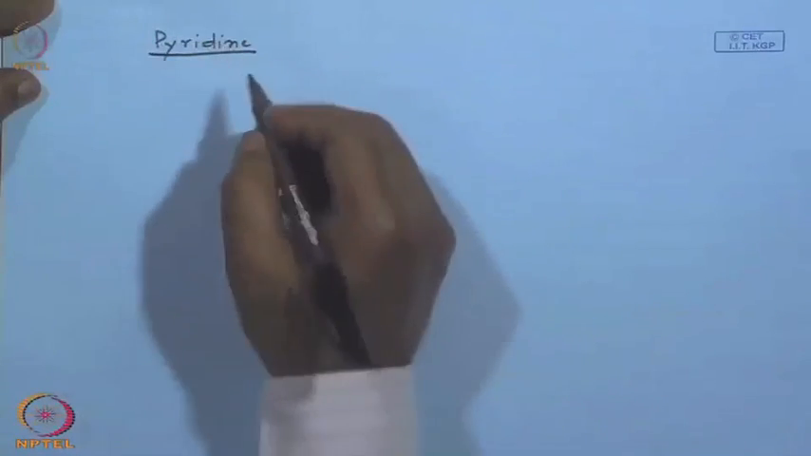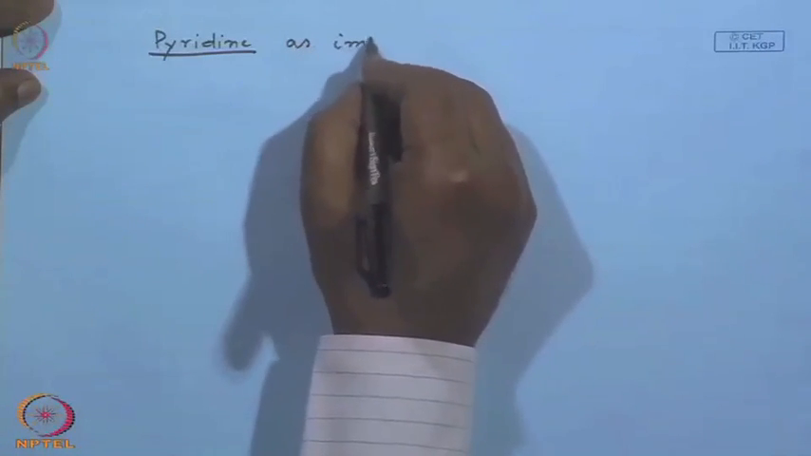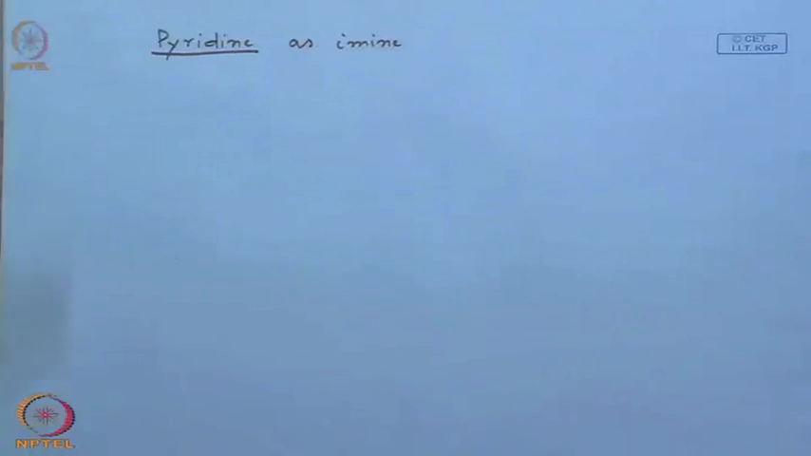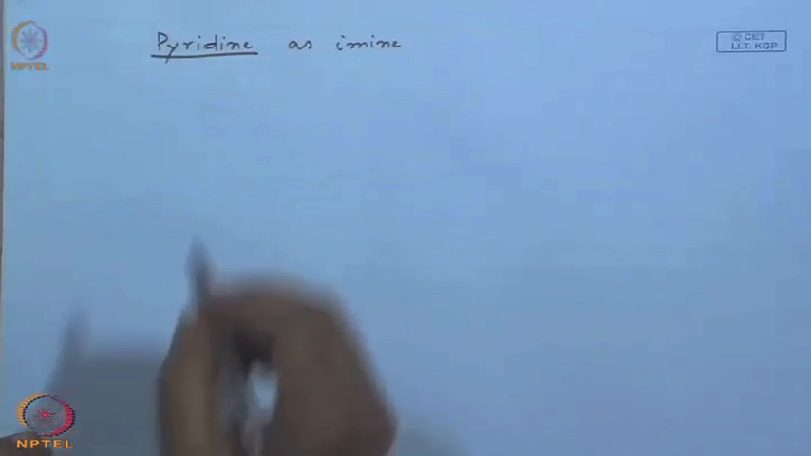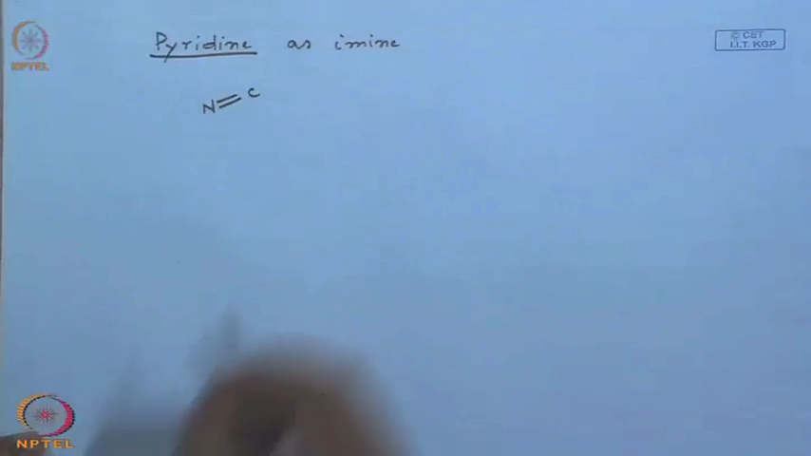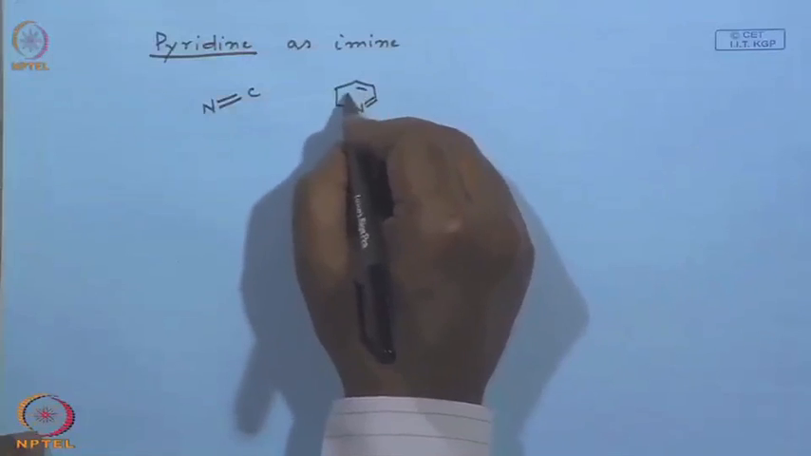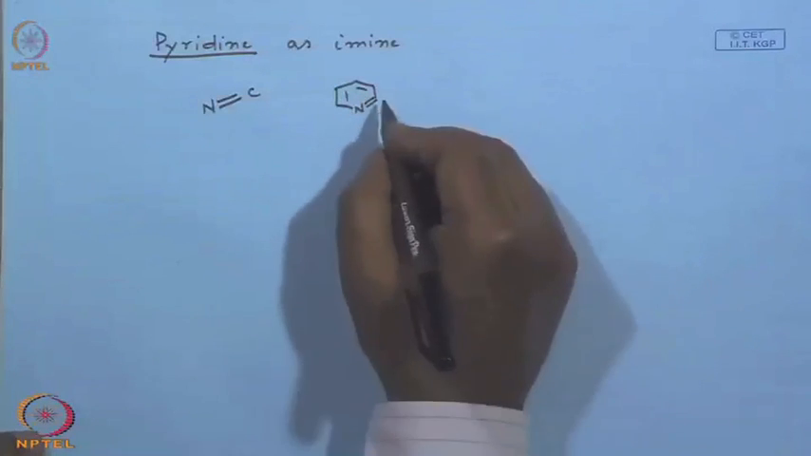And the last topic here, very quickly, this is today's last topic, we will talk about pyridine chemistry a little bit. Pyridine is as an imine. When I say imine, all of us know, basically it is a Schiff's base, and if you look at pyridine, you have a nice Schiff's base here, right.